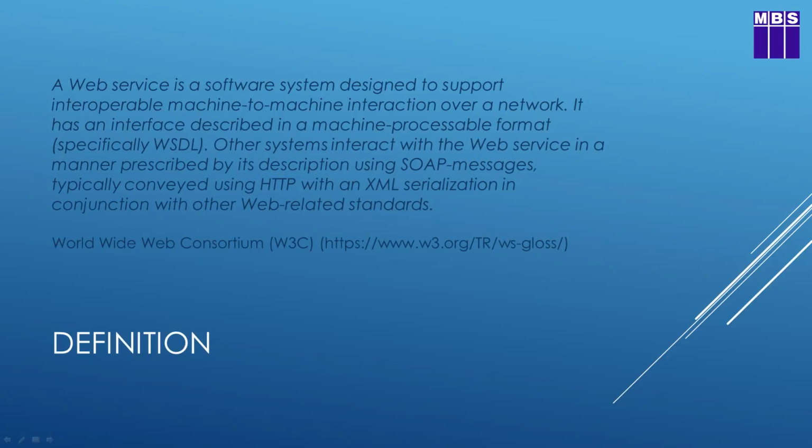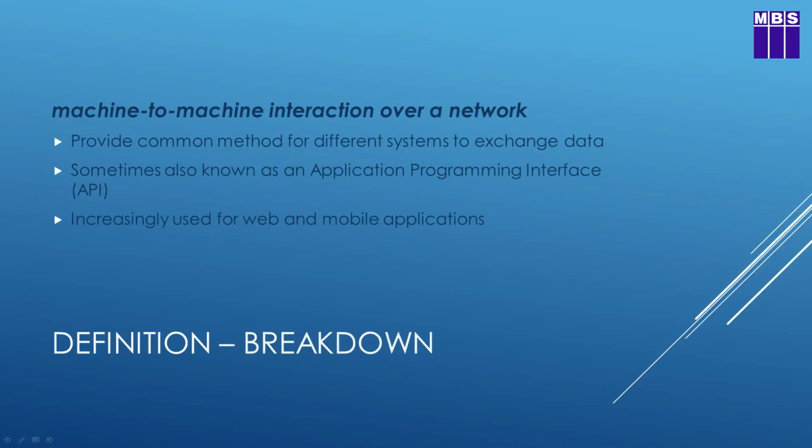A web service is a software system designed to support interoperable machine-to-machine interaction over a network. It has an interface described in a machine processable format, specifically WSDL. Other systems interact with the web service in a manner prescribed by its description using SOAP messages typically conveyed using HTTP with an XML serialization in conjunction with other web-related standards. So it is quite complex, but we'll break it down into four major points.